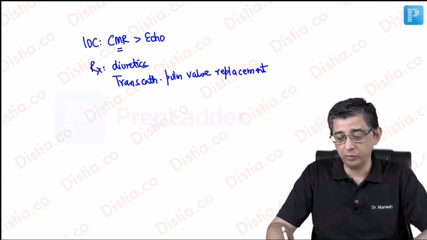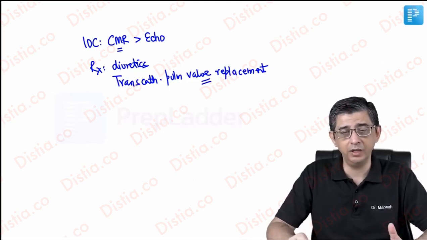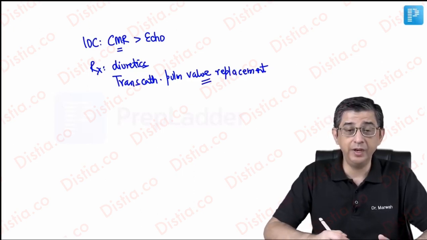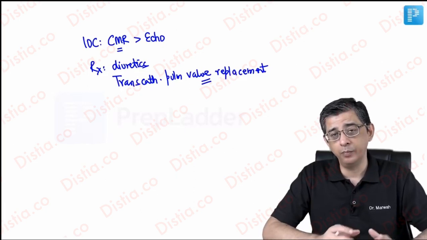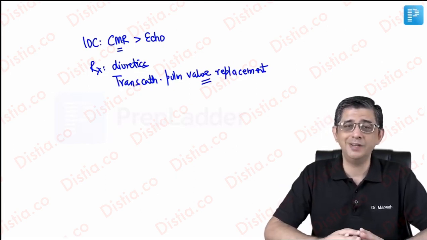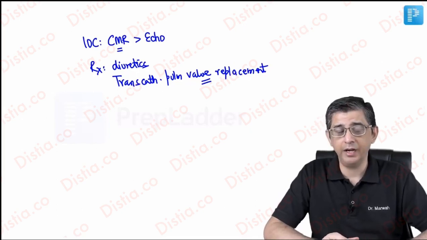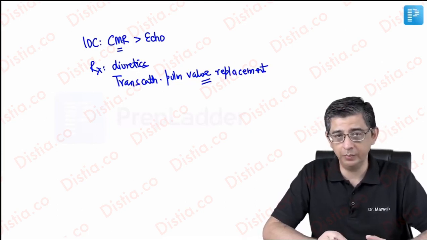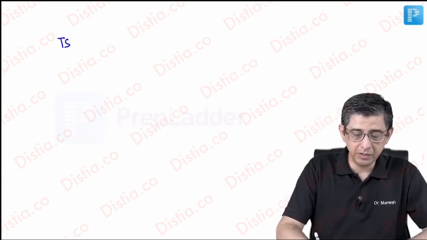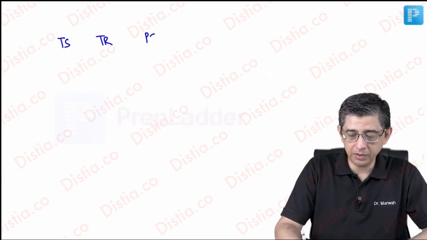But here we will have to go for a valve replacement because already the valve has been damaged beyond repair. Based on this input, we will now talk about a summary of findings of the valvular lesions of the right side of the heart, and I would suggest you to draw this with me. The valvular lesions that we have discussed are TS, TR, PS and PR.